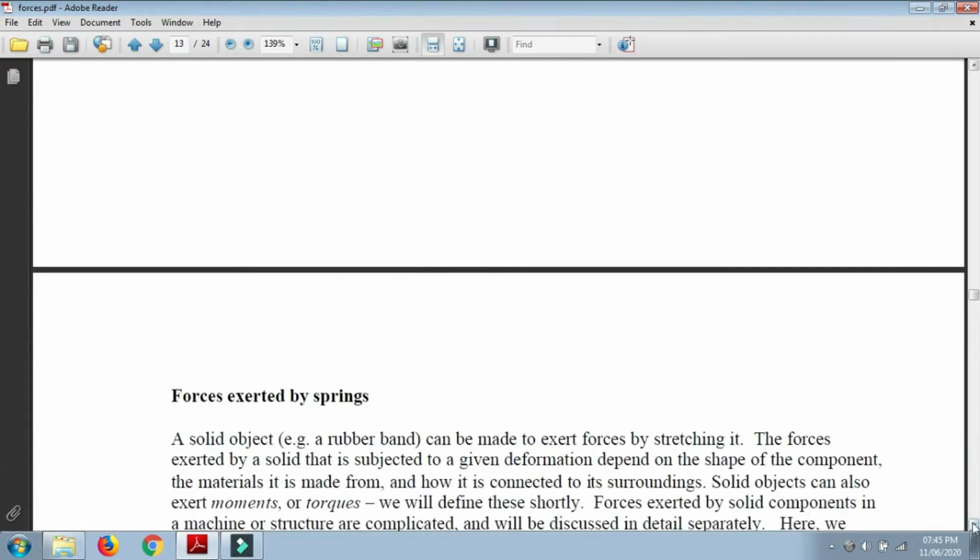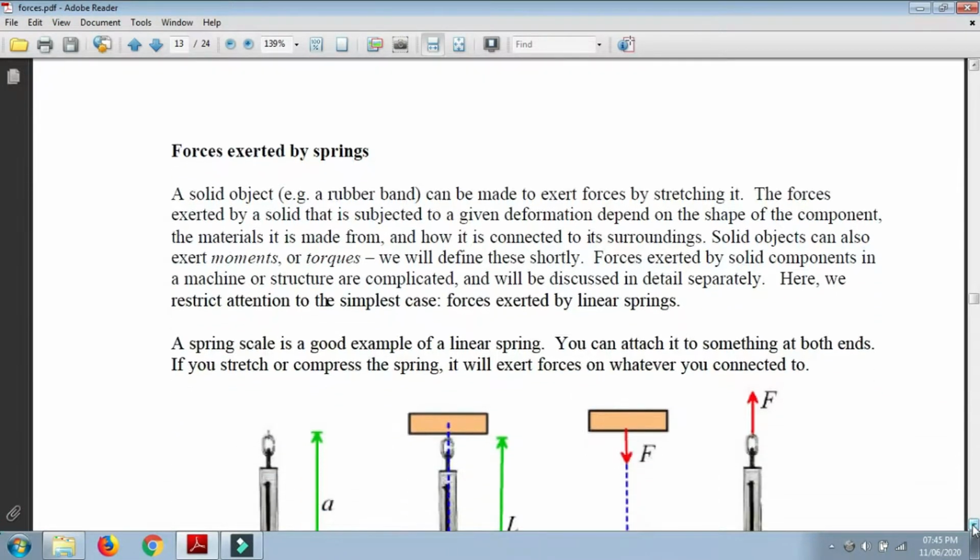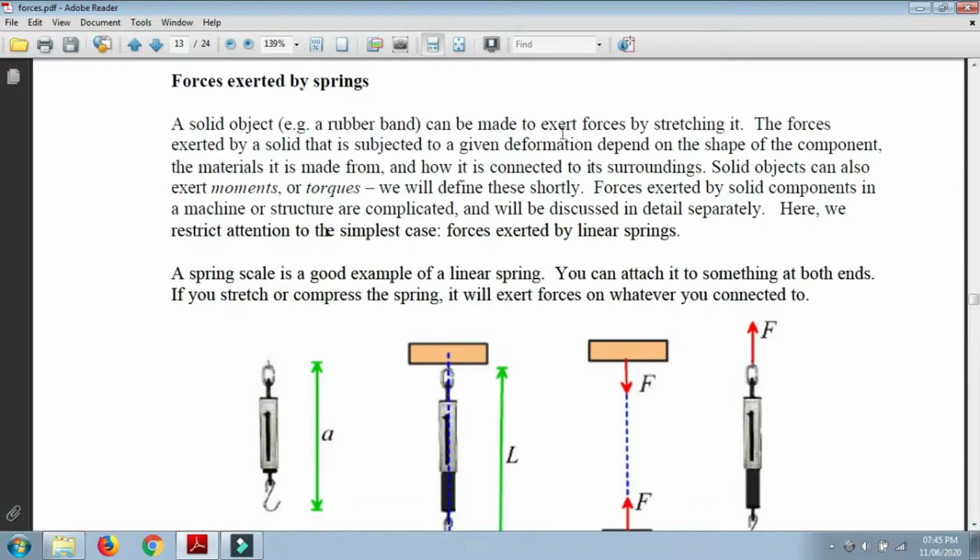Then the force exerted by the spring, very important, just to understand the basic concepts of this. A solid object can be made to exert force by stretching it. The force exerted by a solid that is subjected to a given deformation depends on the shape of the component, the material it is made of, and how it is connected to its surroundings. Solid objects can also exert, remember, not only forces, but also moments, and torques.